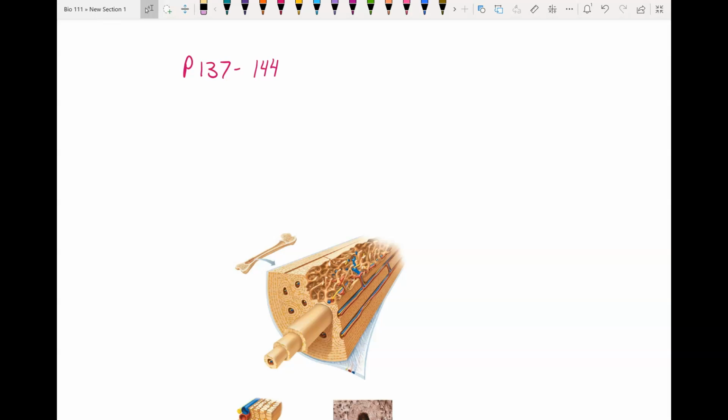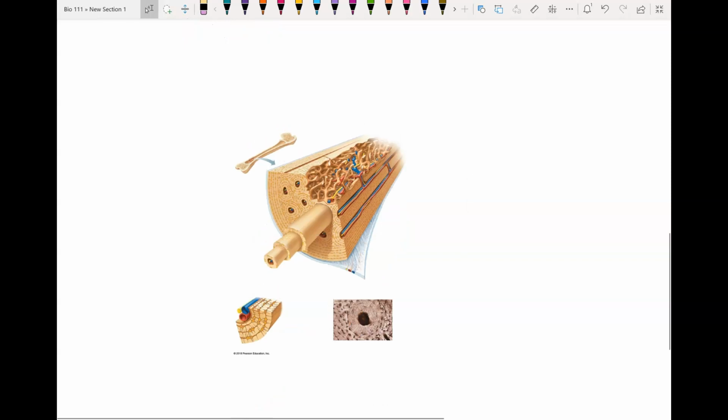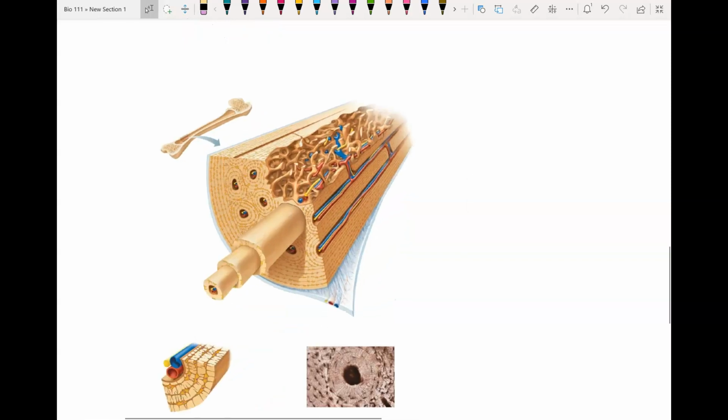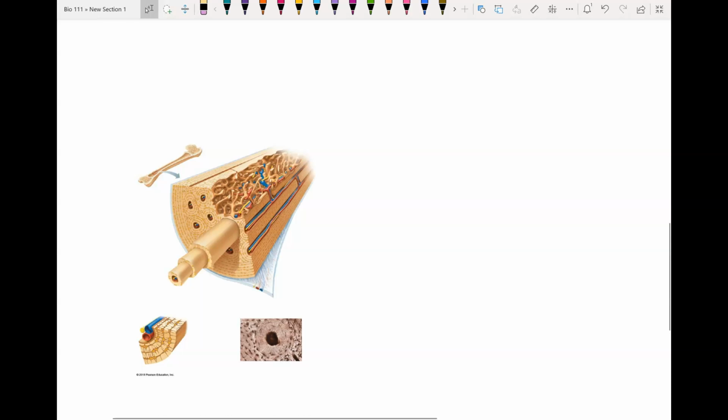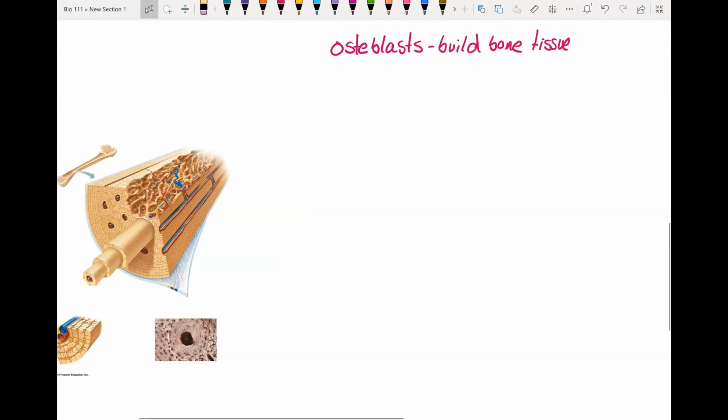In this video, I'm going to explain the information on pages 137 to 144 of your book. So we're going to start by talking about some different types of bone cells and what they do. You have osteoblasts. These are the cells that build bone tissue. And I always remember this because I think of blast and build. They both start with the B.